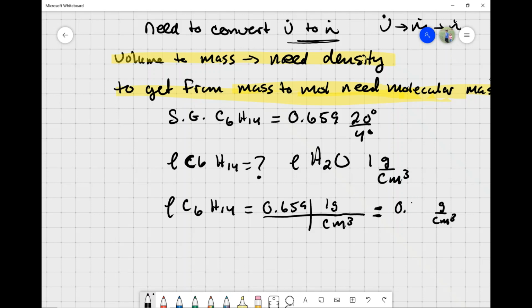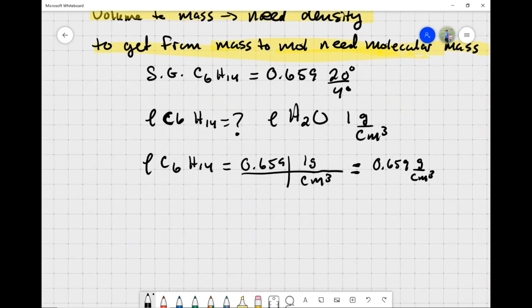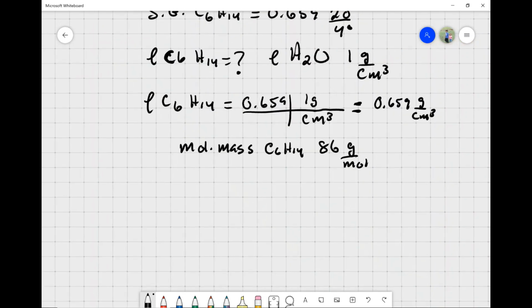Hopefully I wrote it well. 0.659 grams per centimeters cubed. Okay, and so C6H14, the molecular mass of, and I abbreviated it here, its molecular mass is 86 grams per mole.